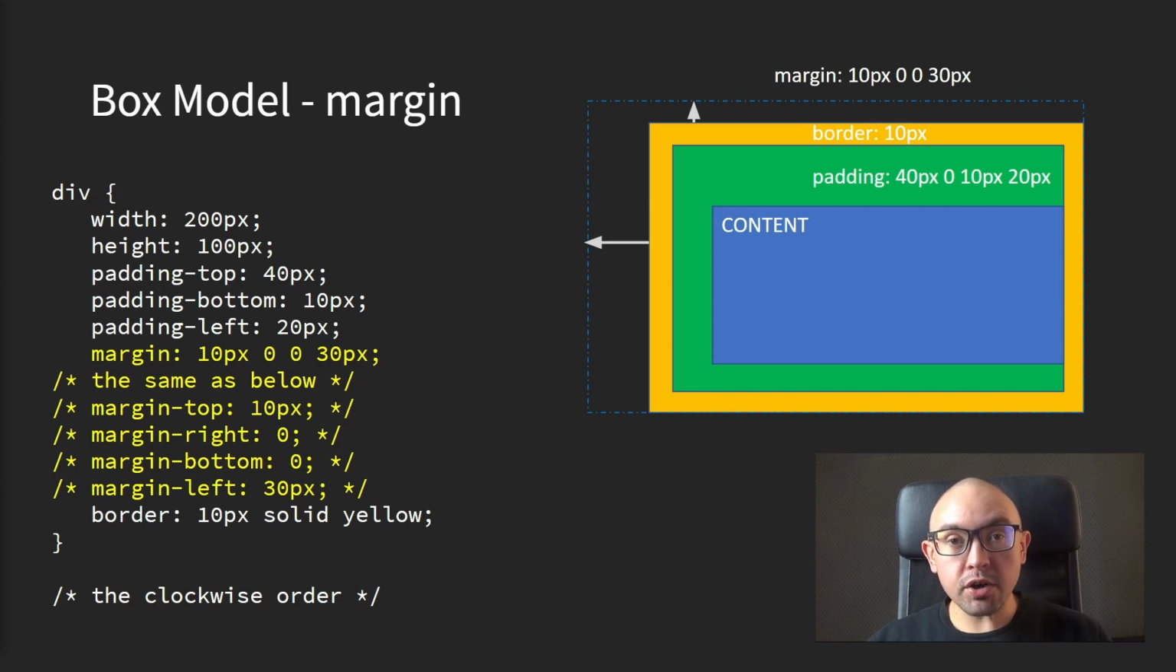It is not part of our box, it is outside, but it affects the position of our box in the space of the website. The margin does not take over the background color of our box because it is on the outside. We declare the margin in the same way as the padding, with one property with several values for each side, or with separate properties for each side of the box.